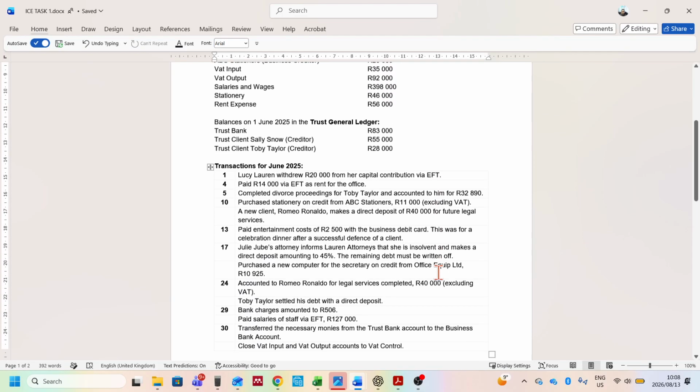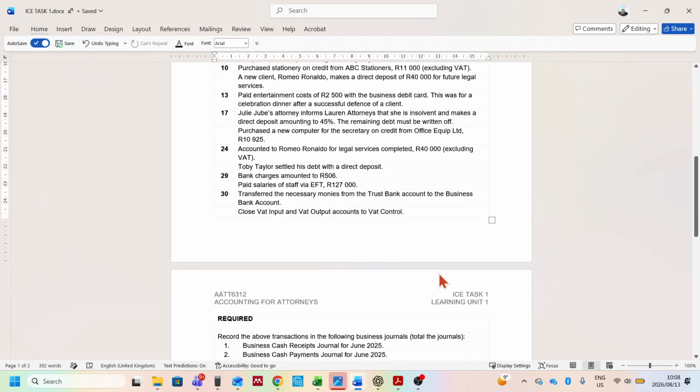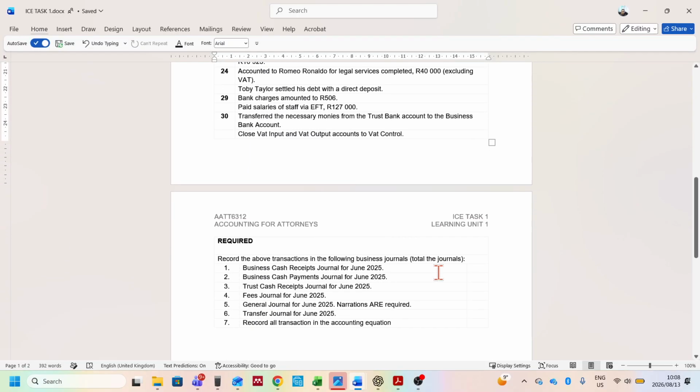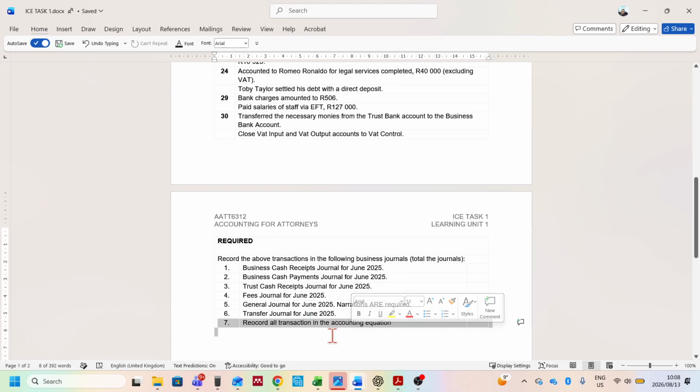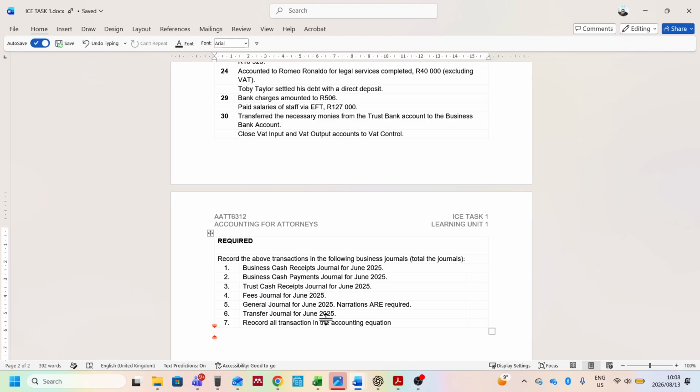Then you have got the transactions for June 2025, which are provided, and you are required to record all of these transactions in the accounting equation, which is what we're going to do first. After that, we'll record all of these transactions in the journals. From the journals, we'll use the same transactions to post to the ledgers. From the ledger, we'll then create what we call a trial balance. I will explain what a trial balance is used for at a later stage, as well as how to prepare the income statement and the statement of financial position.